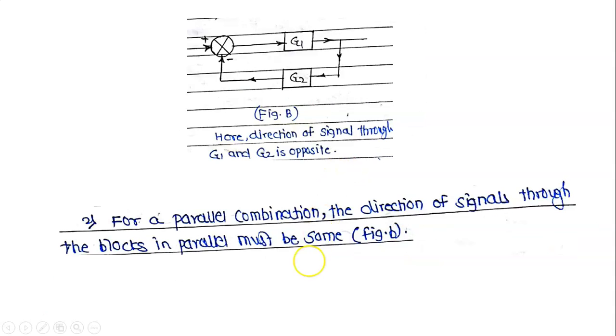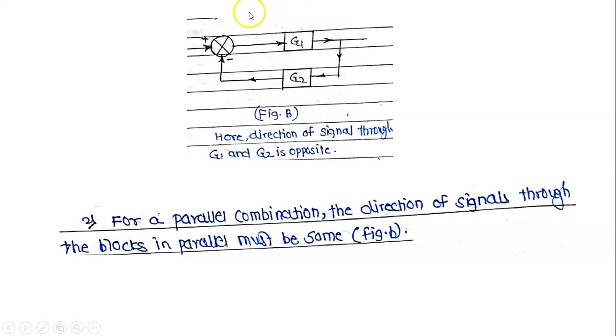Again, consider the second case. This is the summing point. At the summing point, this input signal is coming. From the summing point, this output signal is given to G1. From G1, this output is there. Again, here the signal is taken off. Again, it is fed back to this G2, and again the signal from G2 is fed back to the summing point.